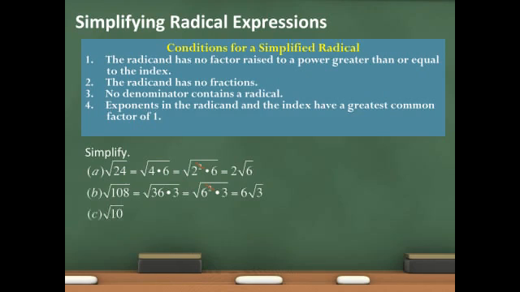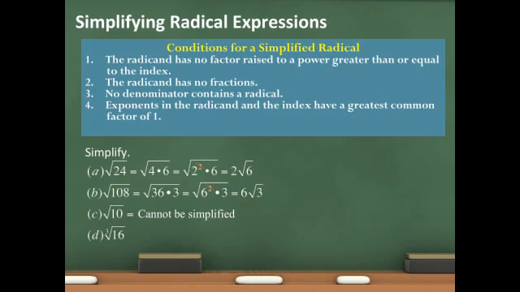In part C, we have the square root of 10. In this case, if we try to rewrite the 10, the factors we come up with will not be perfect squares. Hence, we won't be able to simplify. Essentially, what this means is that this radical is already in simplified form.